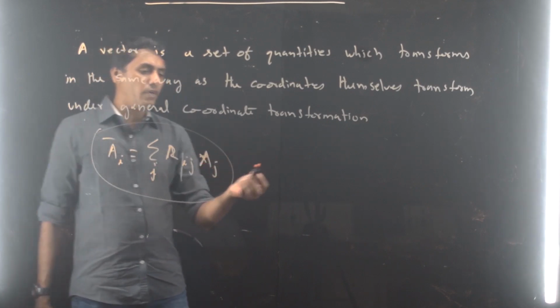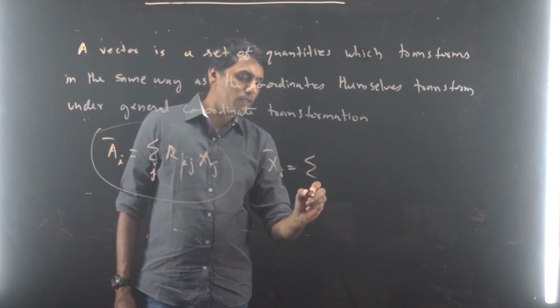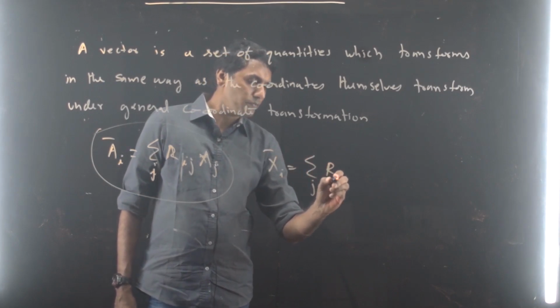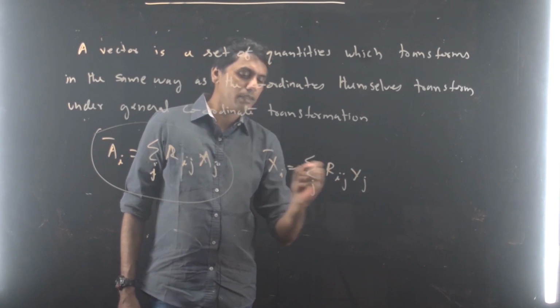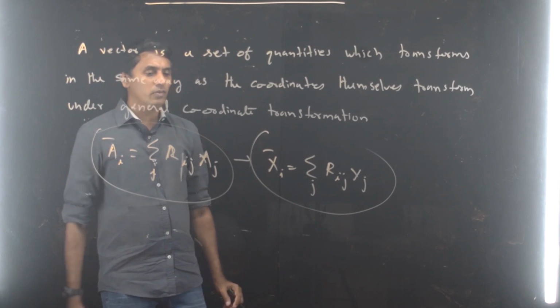This should transform in the same way as the coordinate transform, that means x bar i is equal to summation over j R_ij x_j. It will have the same rule. Okay. So that is the definition of a vector.